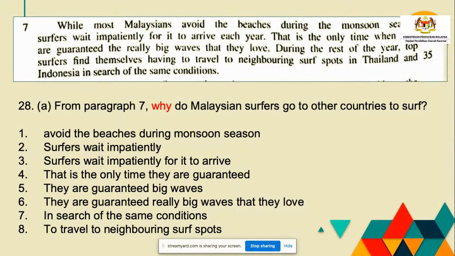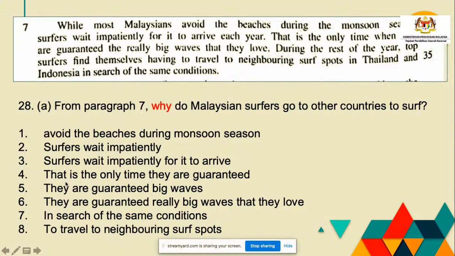Okay. Alright, number three. Surfers wait impatiently for it to arrive. Okay, surfers wait impatiently for it to arrive. Tunggu apa? It ni merujuk pada apa? So it's unclear. So number four, that is the only time they are guaranteed. Guaranteed of what? Even ayat ni pun hanging. Okay, they are guaranteed big waves. Adakah ini sebabnya mereka pergi ke negara lain? Adakah ini? Okay, so kita check. Kita double check. Betul ke?